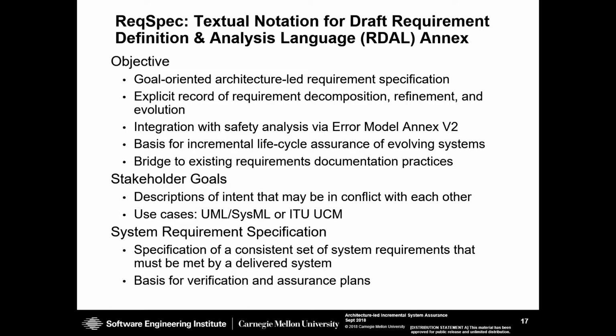So with the notation, the objective is that ReqSpec is a textual notation that was trying to cover the space of what was defined in a draft annex proposal for what was called at that point the Requirement Definition and Analysis Language. It was a meta model specification by some people in Europe that drew on goal-oriented requirement specification. So all of that got reflected in this notation. The meta model also built on this notion of requirement uncertainty, so we have those kinds of things reflected as well.